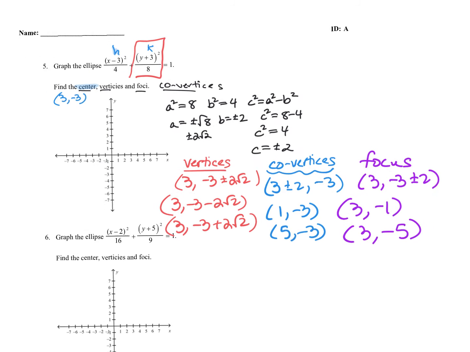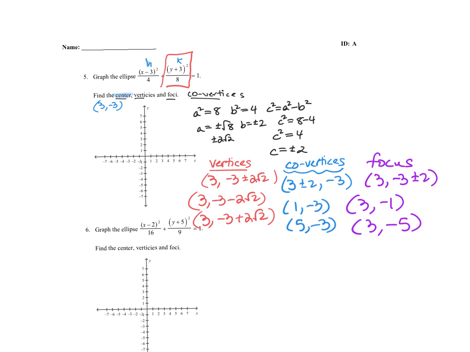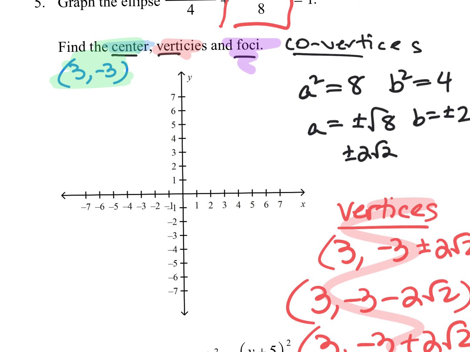All right, so now I'm going to take the center and these 6 ordered pairs, and I'm going to graph it because I just found everything I needed. The foci are in purple. The vertices are in red. And then my co-vertices are in blue. And let me change the center, it'll be green. Okay, so my center is at the ordered pair positive 3, negative 3.